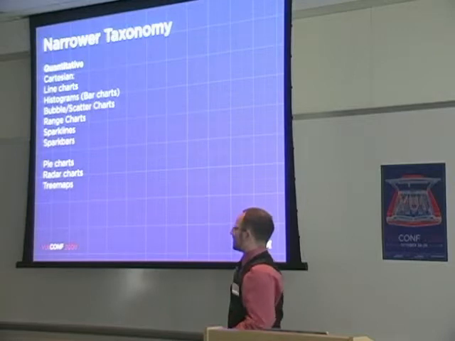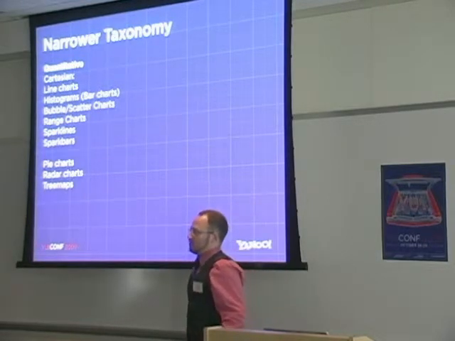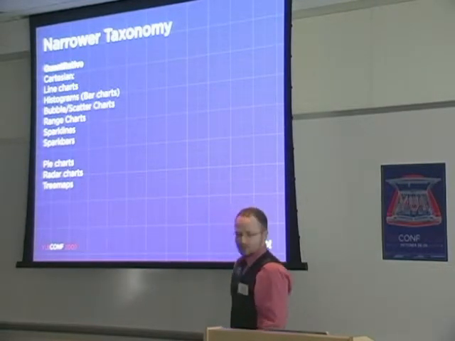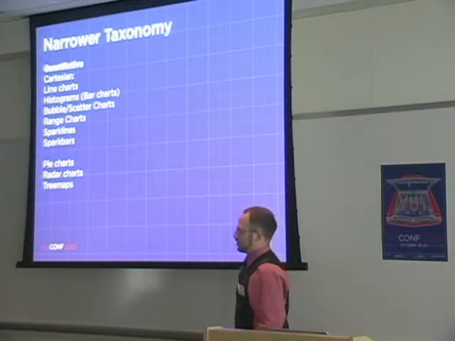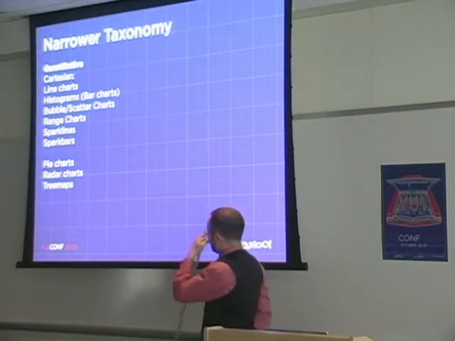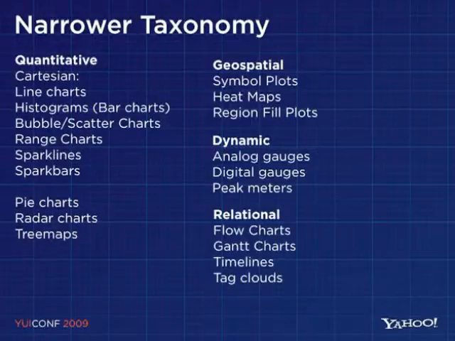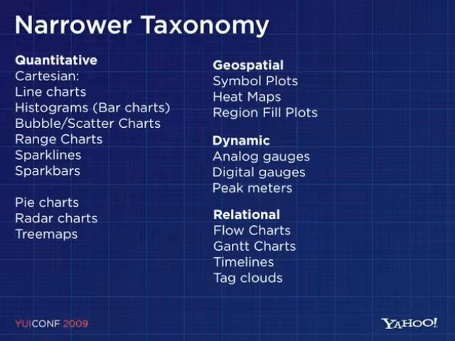And we settled on essentially the entire space of the quantitative charts. And that includes a fairly large set of different visualizations, but primarily the Cartesian charts, so things like line and area charts, histograms, bubble charts. Spark lines and spark bars are also in that category, and the non-Cartesian versions of the same things, which are the pie charts, radar charts, and tree maps.